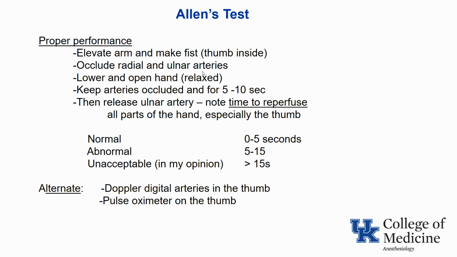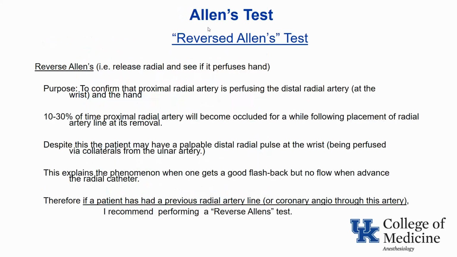On this slide, I have summarized how I recommend doing the Allen's test. You can study this on your own. I also recommended the reverse Allen's test. This is to determine if the radial artery is supplying the hand.